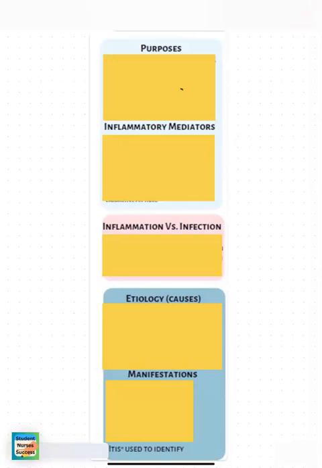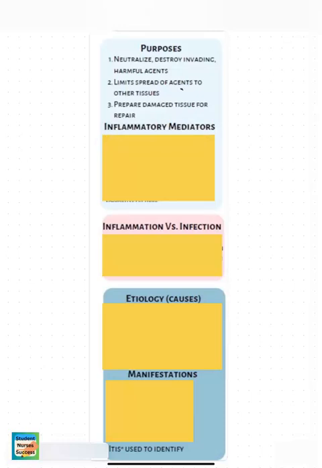Let's move on and talk about our purposes of inflammation. The purpose of inflammation is threefold. First, it's supposed to neutralize and destroy invading harmful agents, such as maybe pathogens. Two, it's supposed to limit the spread of agents to other tissues. So it keeps those pathogens or infectious agents in that area so they don't spread systemically. And three, it's supposed to prepare our damaged tissue for repair.